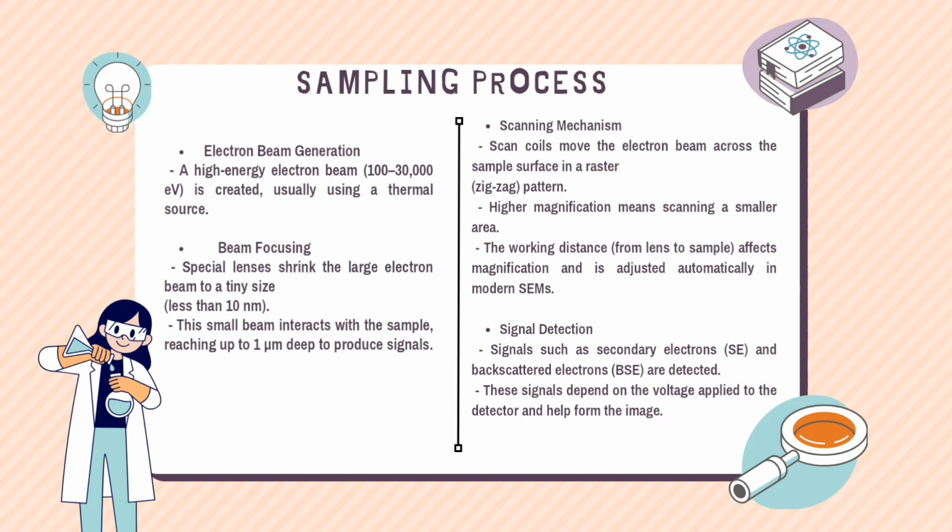Third, scanning. Scan coils move the electron beam across the sample surface in a raster zigzag pattern. Higher magnification means scanning a smaller area. The working distance from lens to sample affects magnification and is adjusted automatically in modern SEM. For signal detection, signals such as secondary electrons and backscattered electrons are detected. These signals depend on the voltage applied to the detector and help form the image.